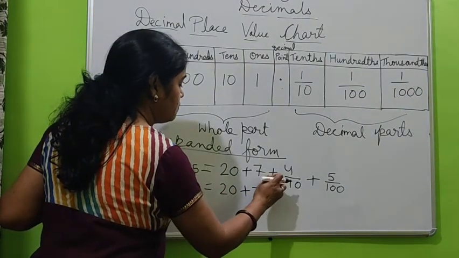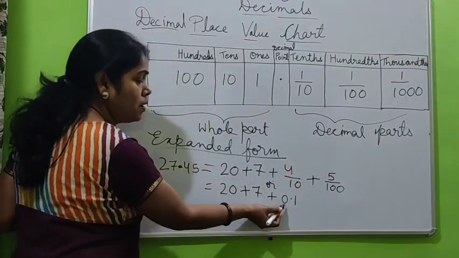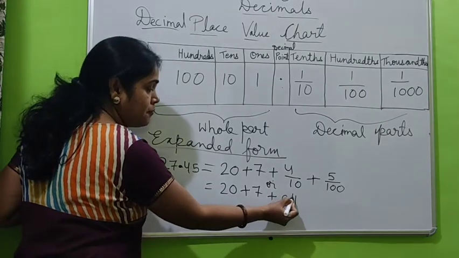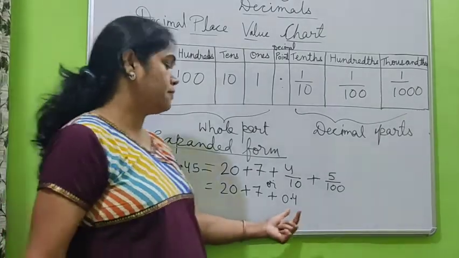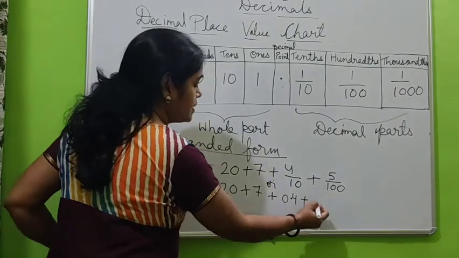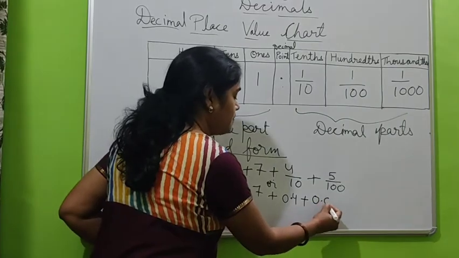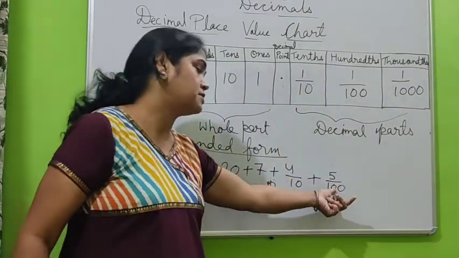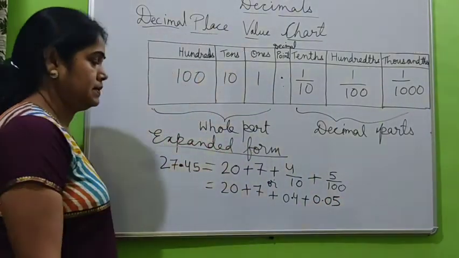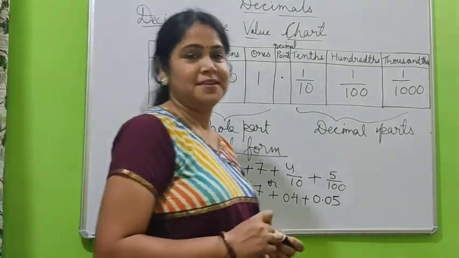One more way is there. 4 by 10 can be written as 0.4. No whole part is there, the point separates the decimal part, and the tenths place has 4, so we write 0.4. Next, 5 by 100: no whole part, no tenths part, so after the decimal we write 0, and at the hundredths place 5 is there, so we write 0.05. So this way we expand decimal numbers. Thank you.